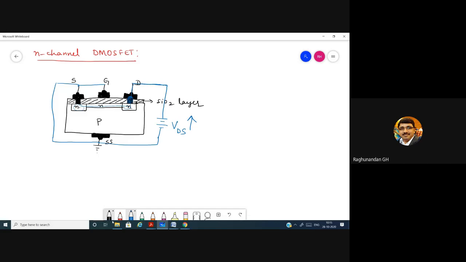But I want someone to control this. That's why I'll always be using a gate. So now the question is how the gate can be utilized here. What we are going to do in the gate is, the electrons are flowing here.